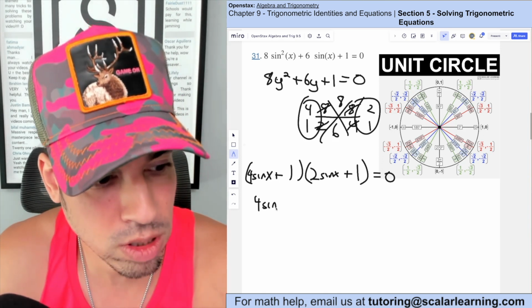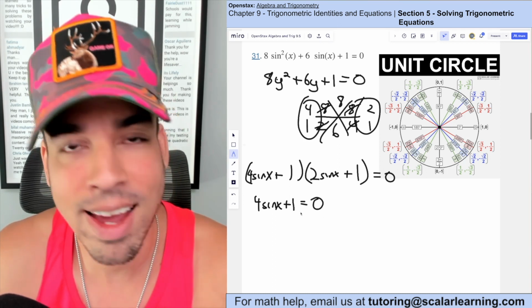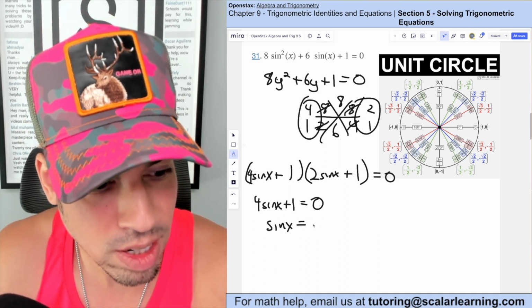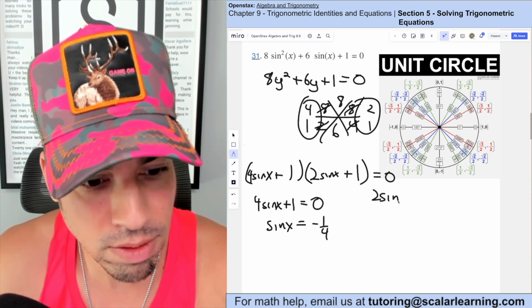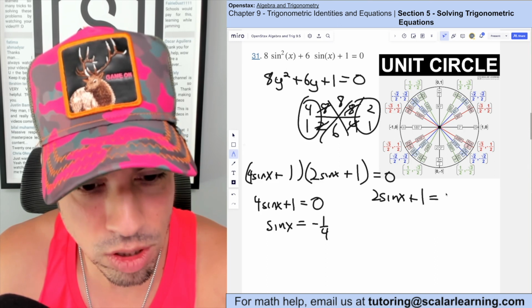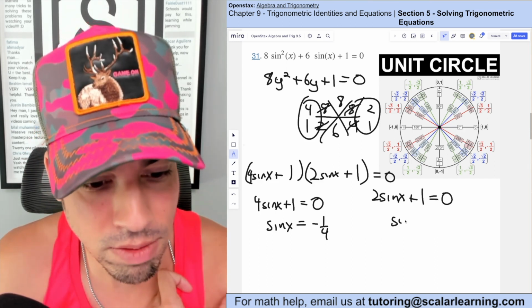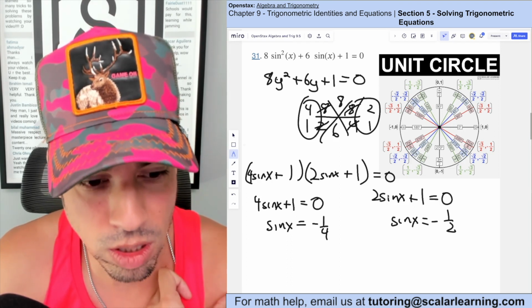First I have 4 sine of x plus 1 equal to 0. Subtract 1 and divide by 4. Let's do that in one step. So sine of x equals -1/4. Over here, we'd have 2 sine of x plus 1 equals 0. We'd subtract 1, simultaneously divide by 2, which means sine of x equals -1/2, right? Subtracting 1, dividing by 2.